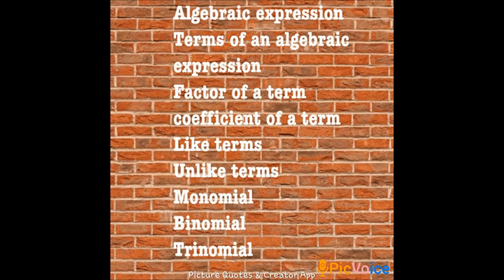Similarly, based on the number of terms, we have classified monomial, binomial and trinomial. Monomial means an algebraic expression which has only one term. Binomial means an algebraic expression that contains only two terms. The two terms must be unlike to each other. Similarly, trinomial means an algebraic expression that contains three terms, that is, three unlike terms. These are the things we have discussed in the last section.